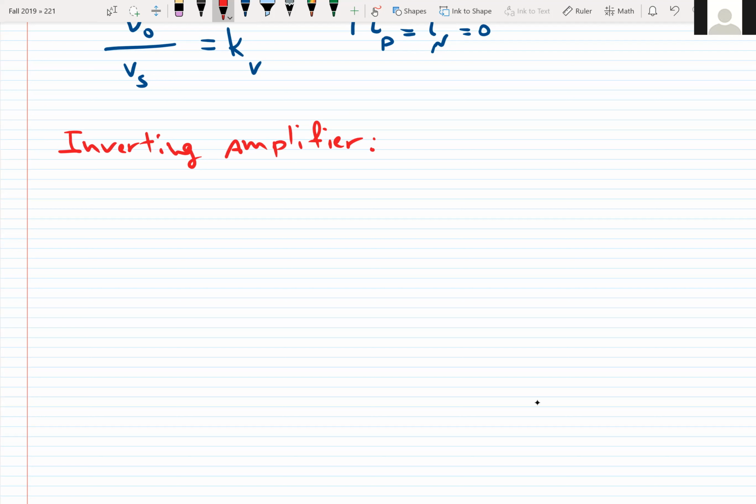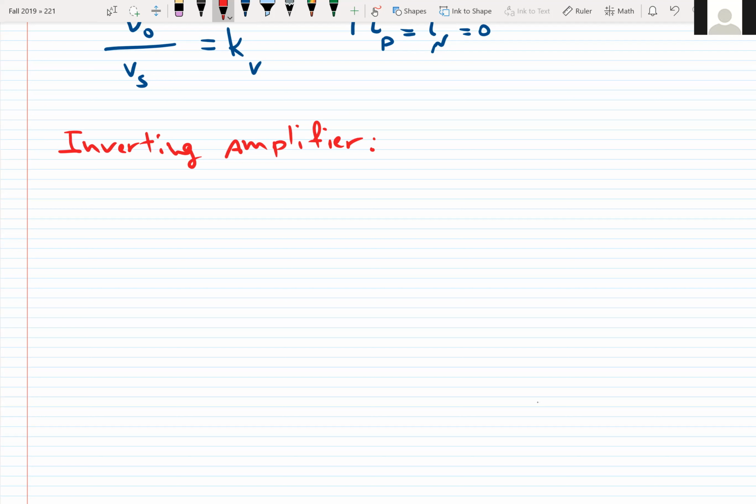The example we saw last week, but inverting amplifiers are those amplifiers in which the signs of input and output are opposite. So in inverting amplifiers, if we apply a positive input, we get a negative output, multiplied by a constant gain. If the input is negative, we get a positive. If the input is positive, we get a negative.